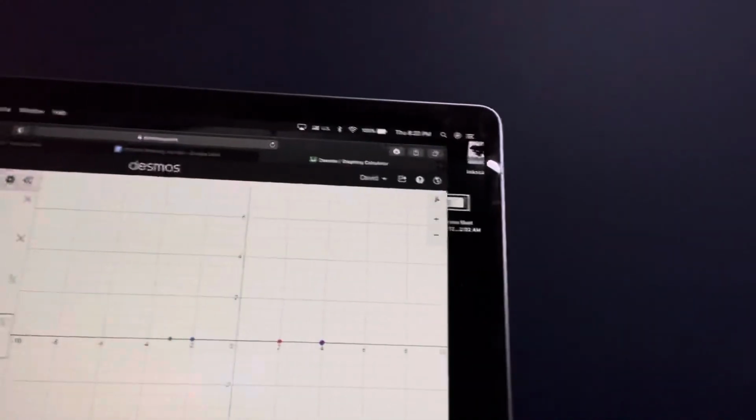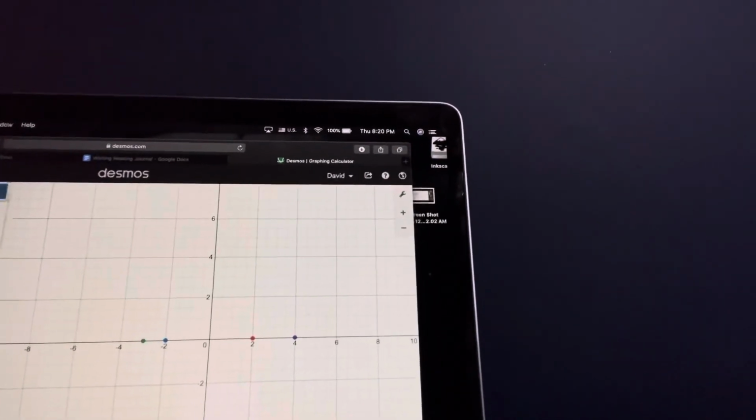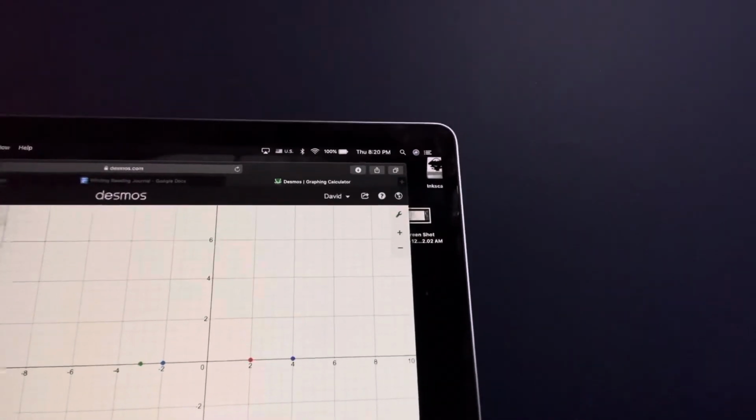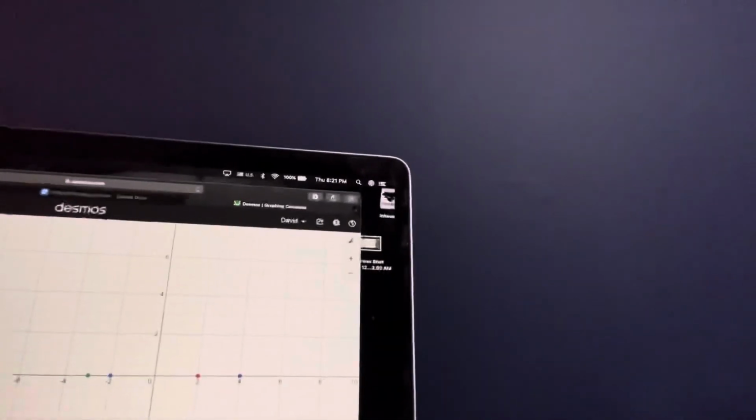Now I don't know if I'm able to sketch on this graph. I hope I can. Not sure if I can though. I might not be able to.